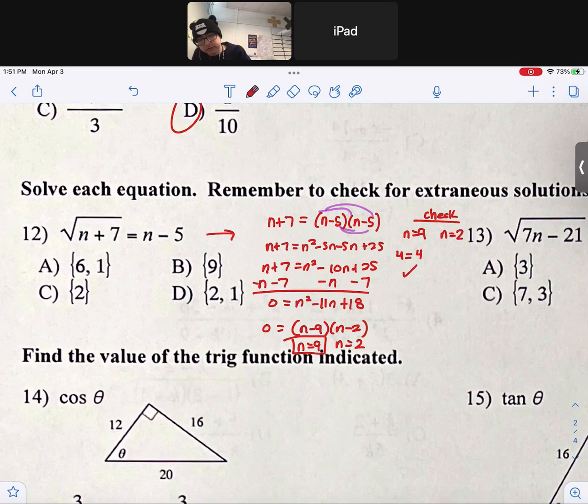What about n equals 2? 2 minus 5 is negative 3. But when you guys plug into here, 2 plus 7 is 9. Square root of 9 is positive 3. These do not work, which means n equals 2 is extraneous. So your only answer should have just been 9.